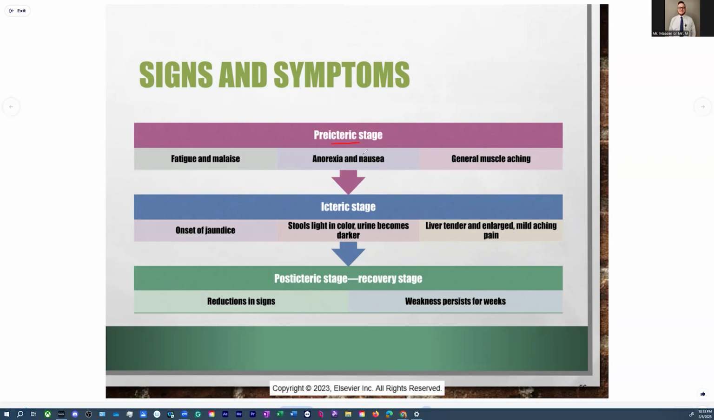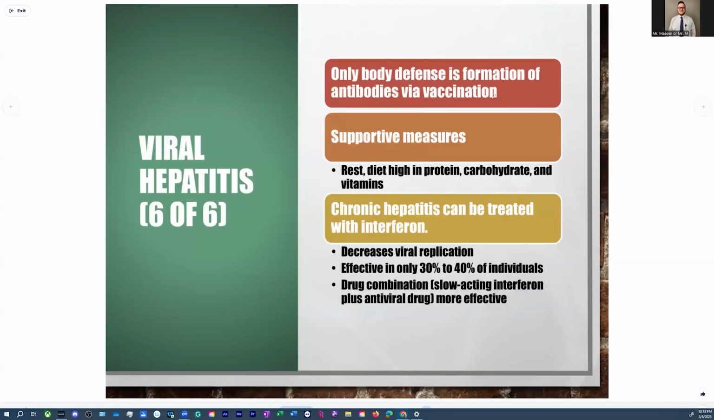Once jaundice sets in, stools get lighter in color because bilirubin's what makes your stool brown. Urine gets more bilirubin in it because they're trying to filter it from the blood. So urine gets darker. Liver swelling, pain associated with that. And then when recovery happens after hepatitis, there'll be more weakness, but reduction of symptoms. So you don't necessarily have to know these, but if you just see icteric, I wanted you to see what that word meant, basically. And then finishing off.